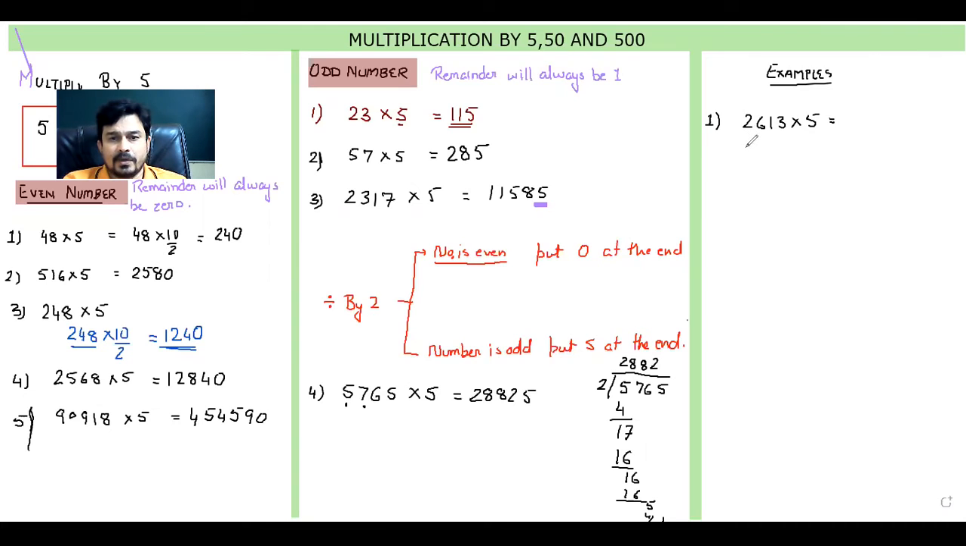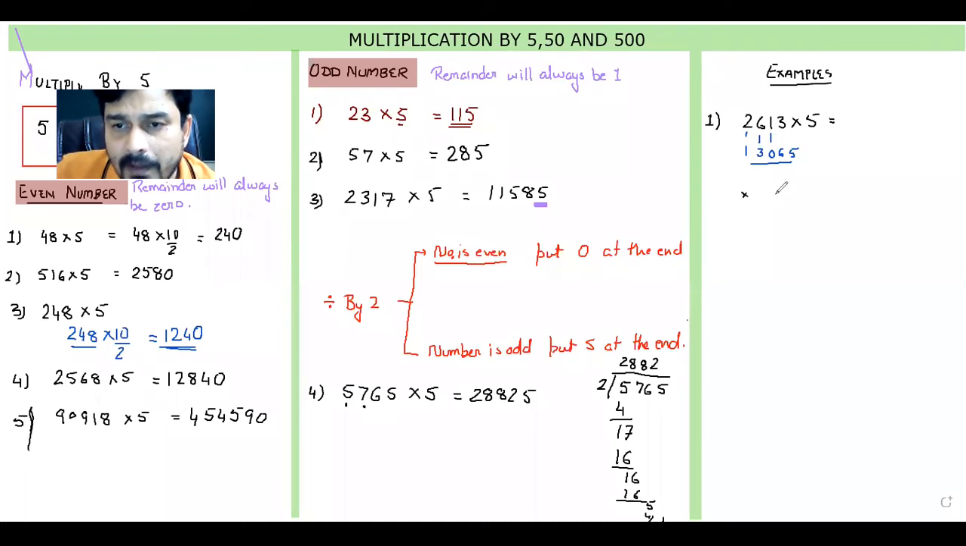Two divided by two is one. 6 divided by two is 3. 1 divided by 2 is 0, and 1 will get to the next step. 1 and 3 becomes 13. Yeah, Shanvi, your answer is also correct. 13 divided by 2, quotient is 6, remainder is 1. So when remainder is 1, put 5 at the end. Okay, so the technique is clear to everyone.